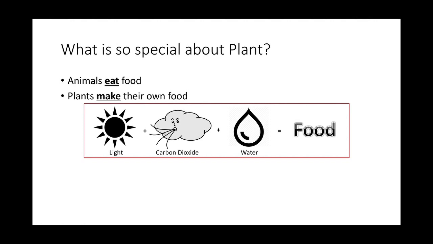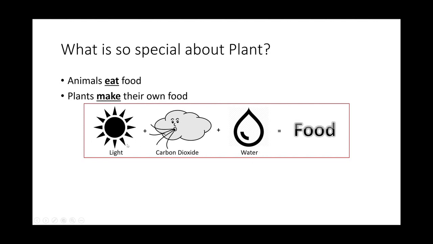breathe, right? So when we breathe in, this air is called oxygen. When we breathe out, this air is called carbon dioxide. So the air that we breathe out, which is carbon dioxide, is used by the plants. Animals also breathe out carbon dioxide. The plants use it to make food. So how do they get these three substances?